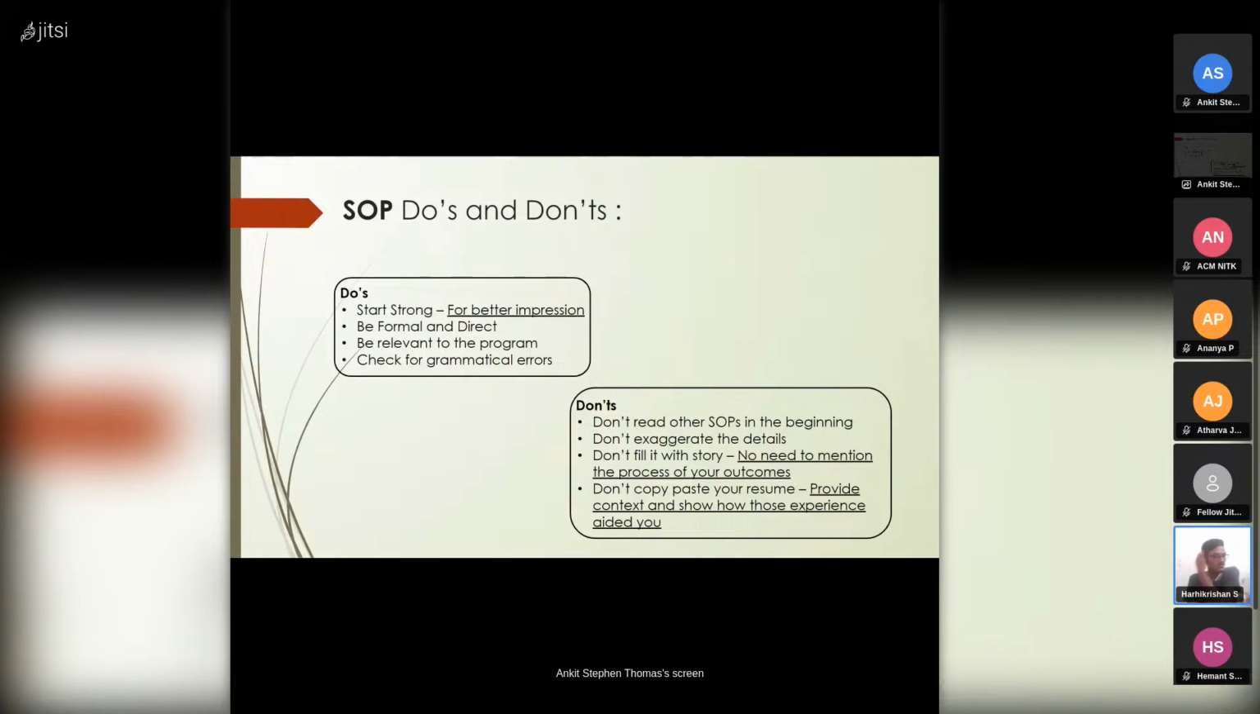And the don'ts. This is a strong suggestion. Don't neglect this: when you start to write an SOP, don't read other people's SOPs.